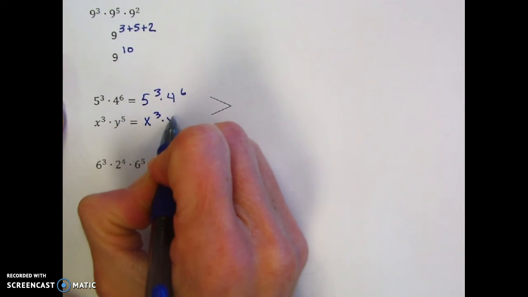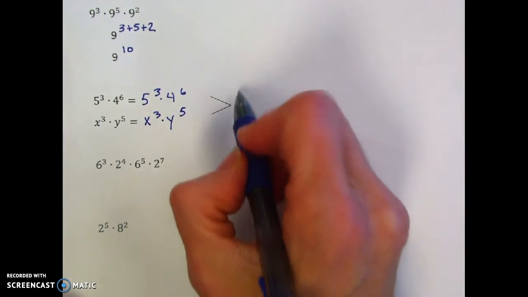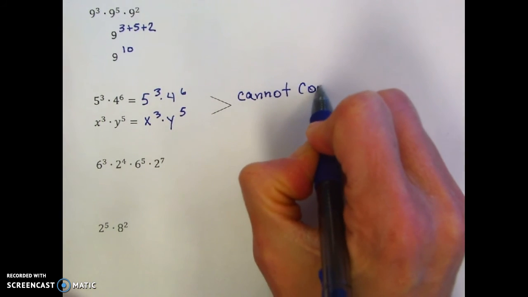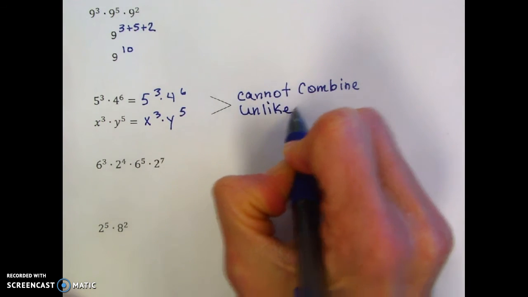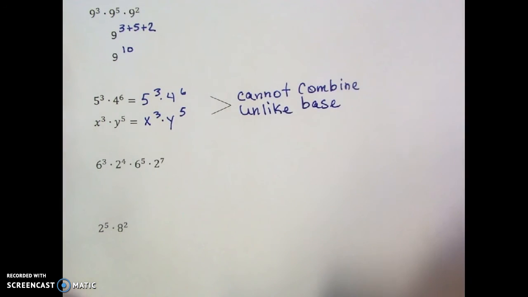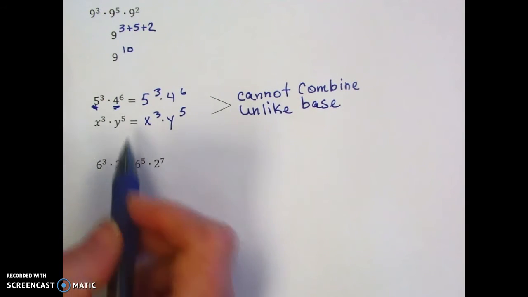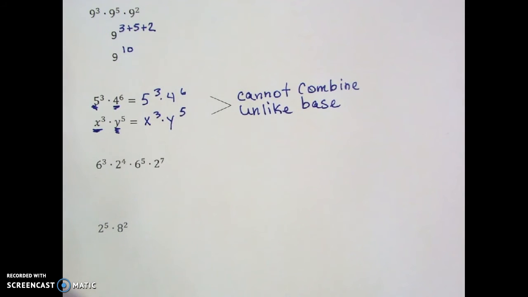Why can't they be put together? Why do they have to stay as they are? They're already simplified as much as they can be, because you cannot combine unlike bases. Remember, our rule up above said we had to have like bases. 4 and 5 are not like bases. X and Y are not like bases, so we can't combine those.